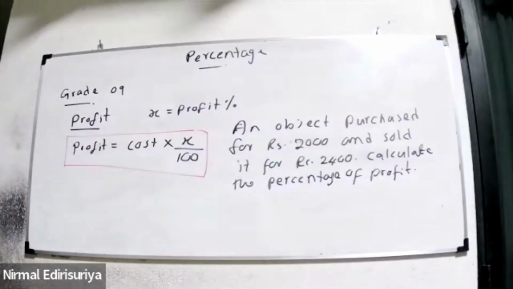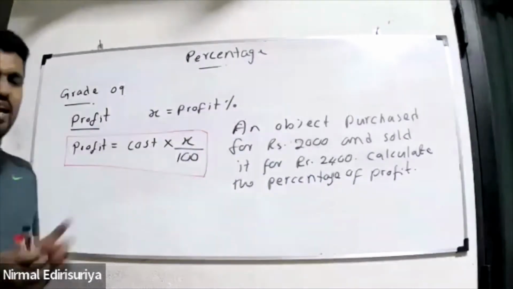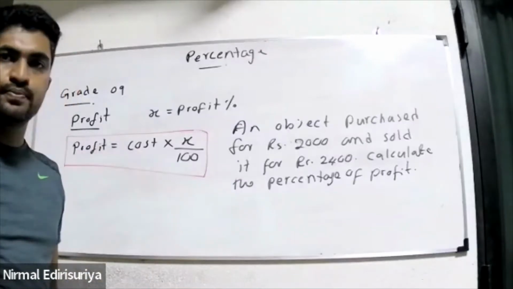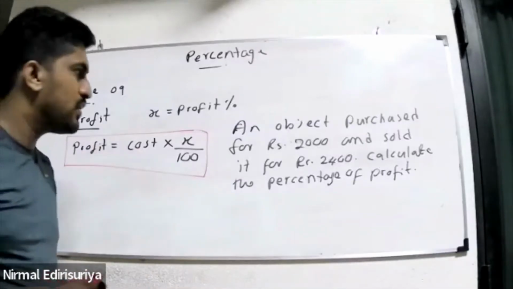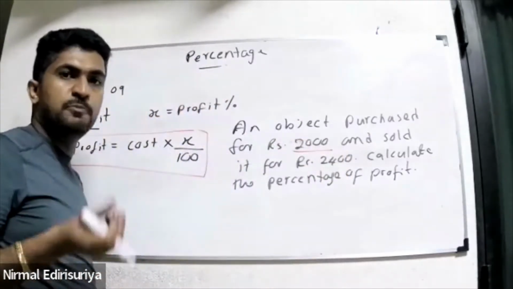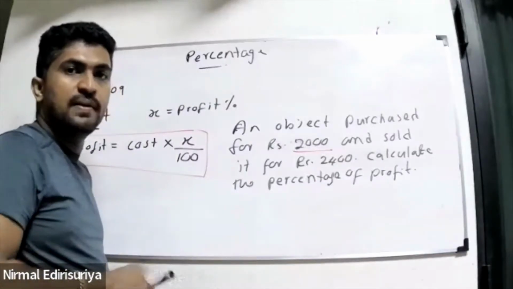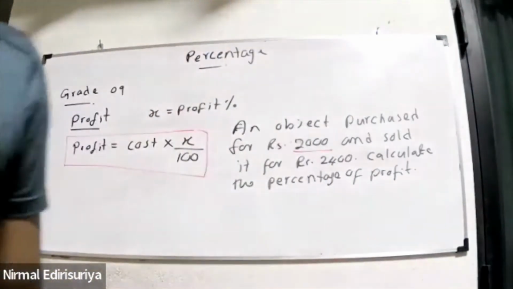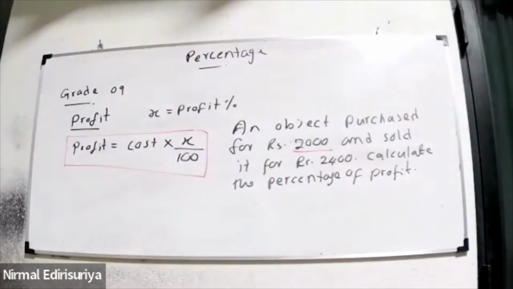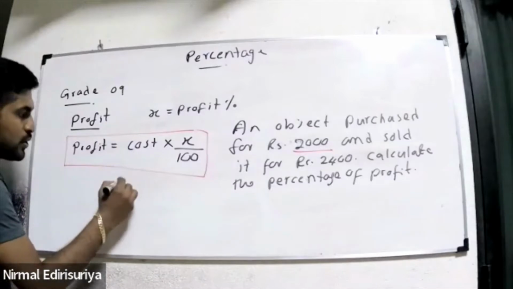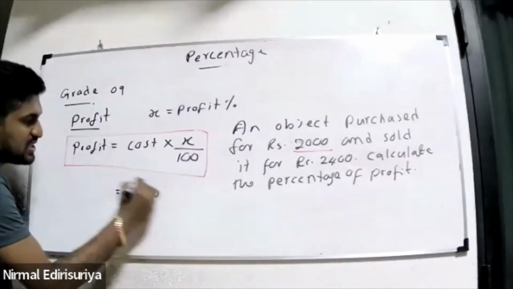How to do this? Now here you have to gather the data you know. What are the data you know? 2,000 is what? Purchasing price. Purchasing price is what? 2,000 rupees. 2,000 is the purchasing price. That is the cost.